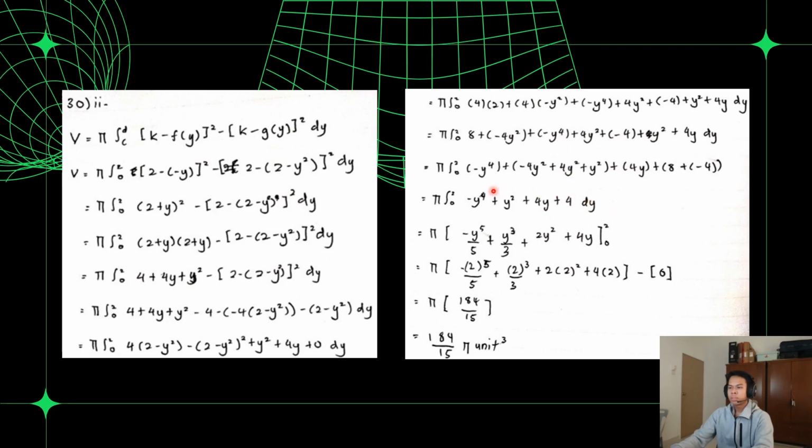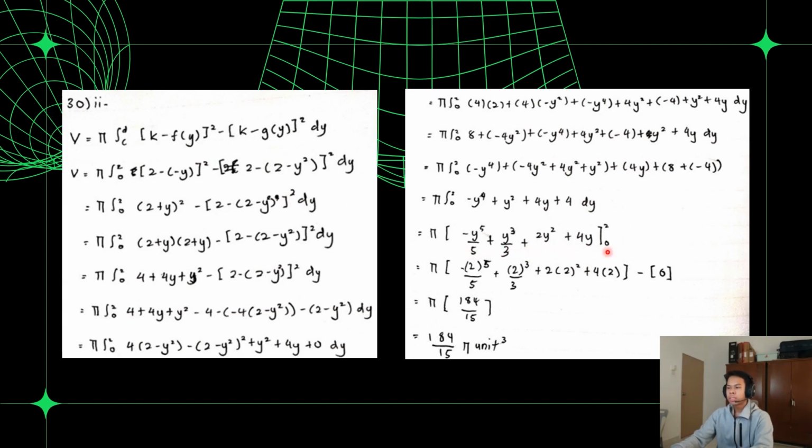Okay, after we have come to this point, which is we cannot simplify it more, so we need to integrate it, and this is how I integrate. It will be like this: pi times negative y over 5 to the power of 5 plus y over 3 to the power of 3 plus 2y squared plus y, integrate from 0 to 2. So how do we do this?